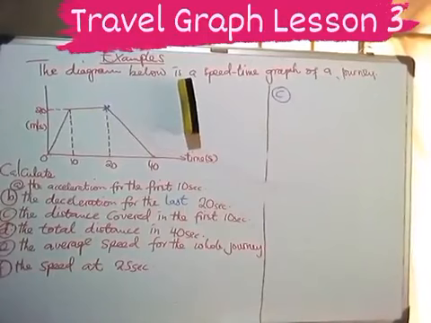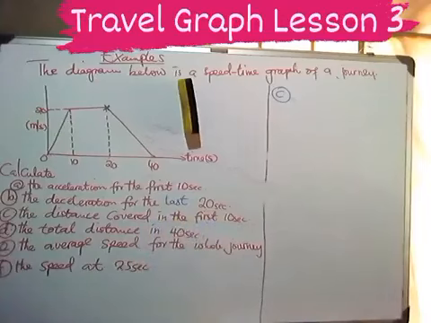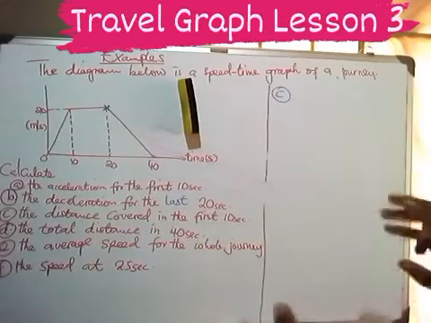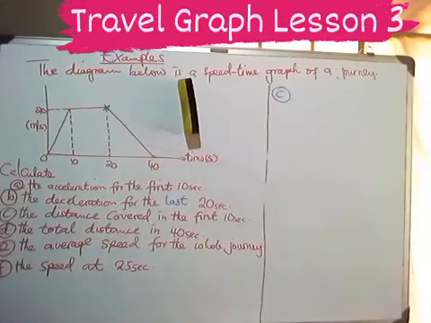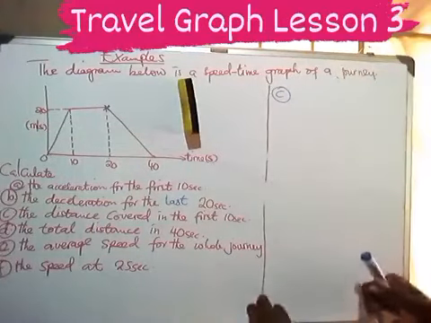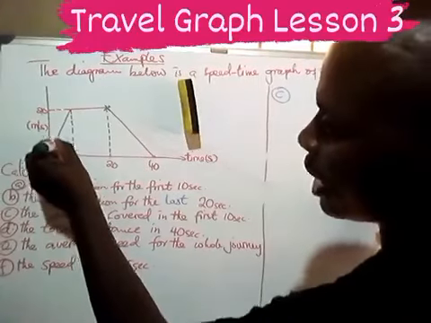Question C says the distance covered in the first 10 seconds. Remember we said the distance under a velocity time graph, or under a speed time graph, is found by finding the area of that shape. When you look at this shape here, the first 10 seconds from 0 up to 10, this is the shape we have.